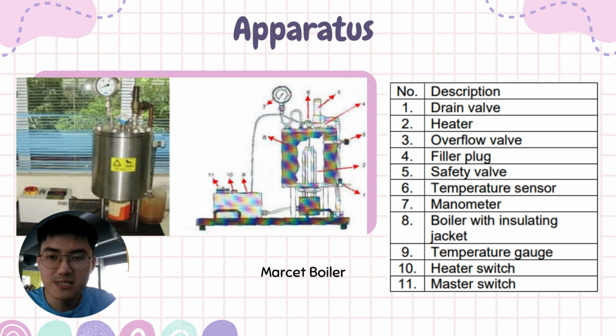For this experiment, we will be using the Marcet boiler, which can be seen in the diagram. The components are as labeled from number 1 to 11, which are the drain valve, heater, overflow valve, filler plug, safety valve, temperature sensor, manometer, boiler with insulating jacket, temperature gauge, heater switch, and master switch.